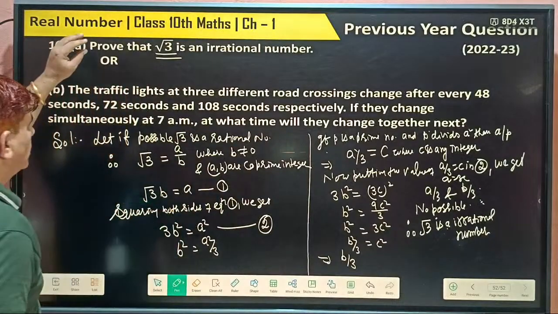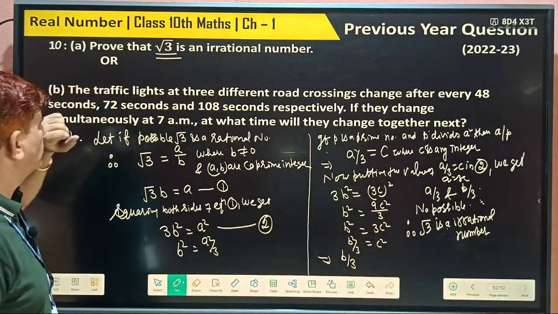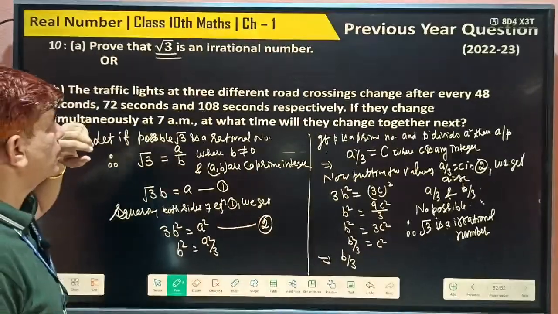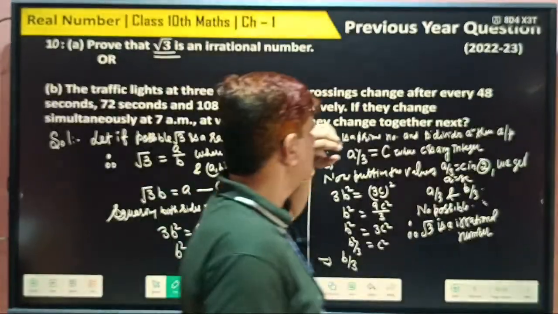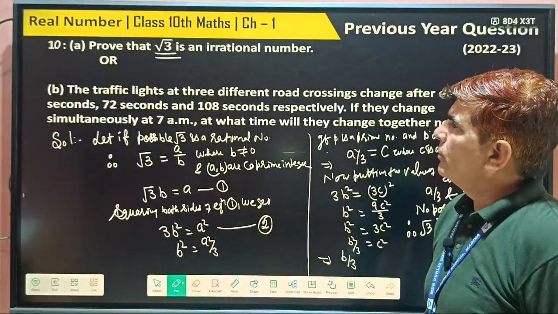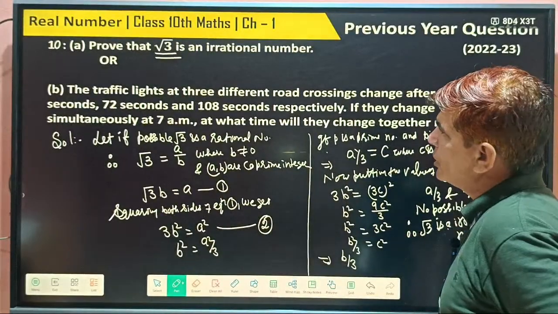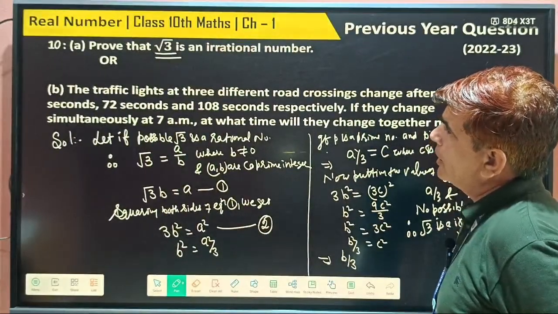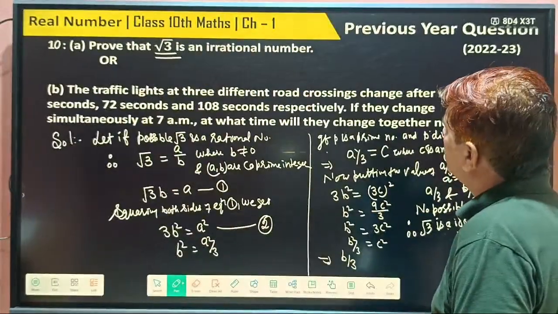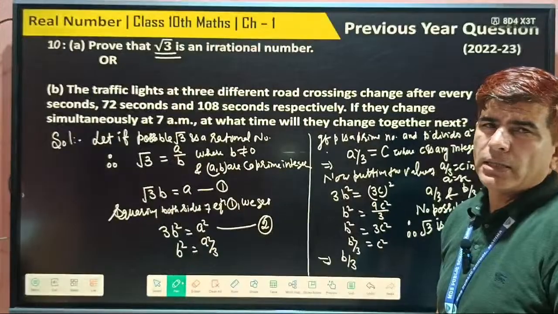I think you are easily able to solve this. One more question given in the same year came, either you can solve this or you can solve this. There is a possibility of this type of question also: the traffic lights at 3 different road crossings change after 48 seconds, 72 seconds and 108 seconds respectively. If they change simultaneously at 7 a.m., at what time will they change together next?